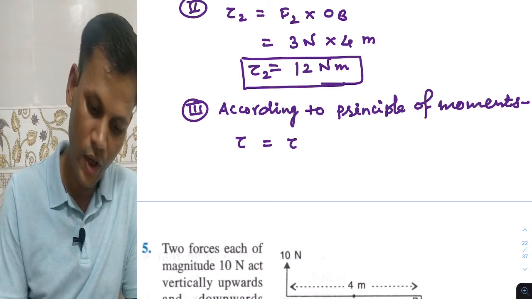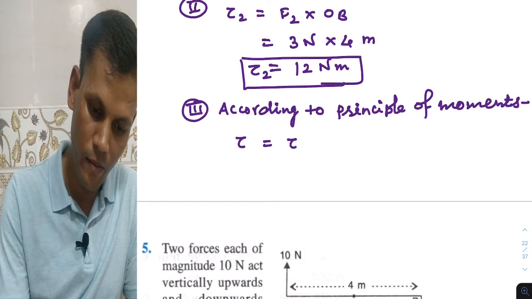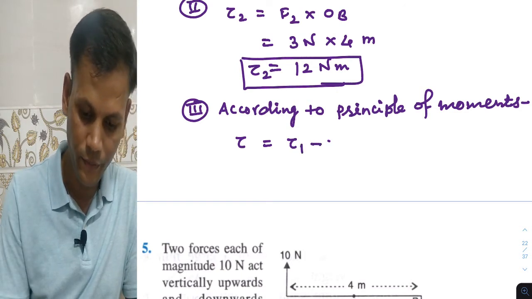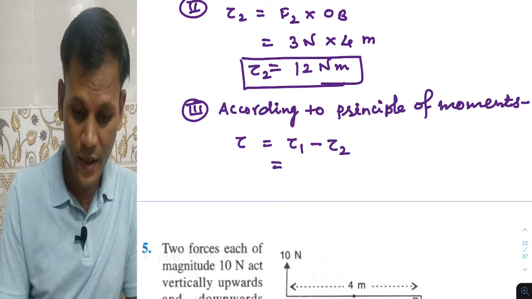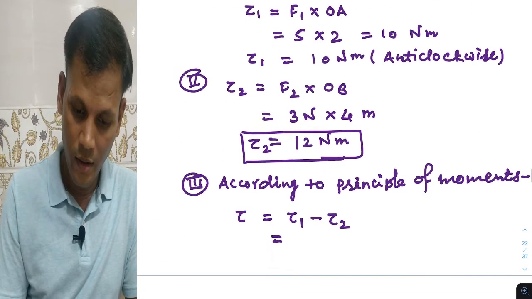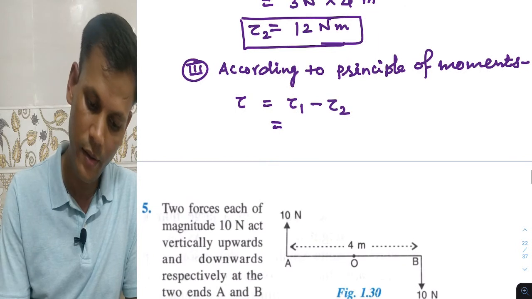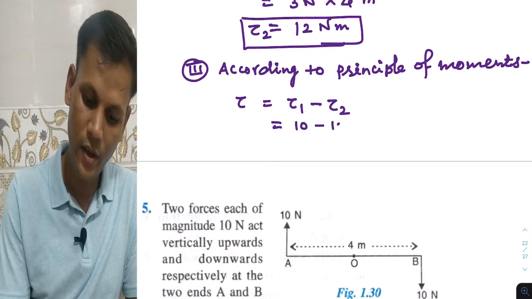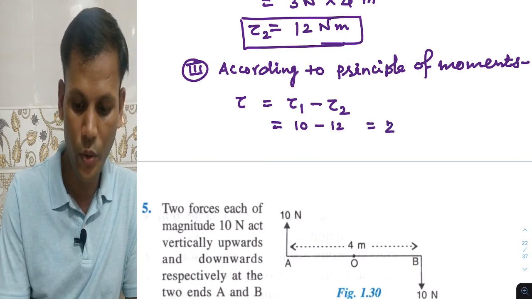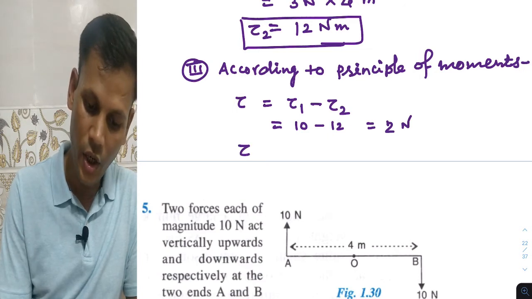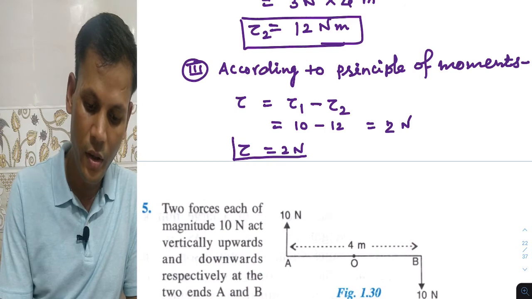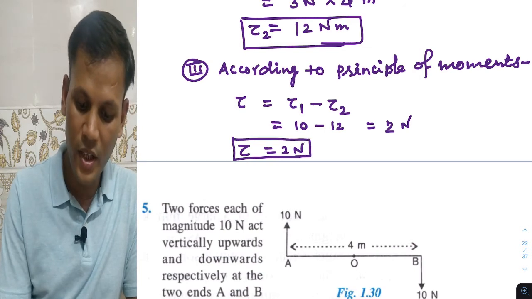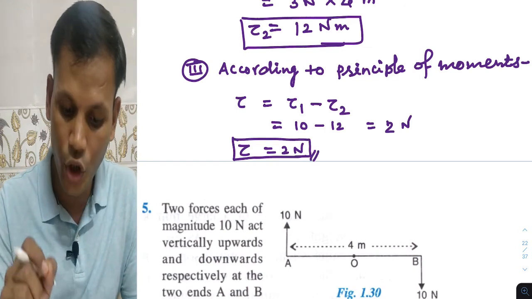Tau 1 minus tau 2. So tau 1 is 10, minus 12. So 10 minus 12, that will be 2 Newton. So net torque will be 2 Newton. But we have to mention what the direction of this resultant torque will be.